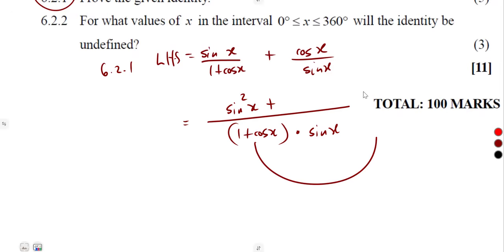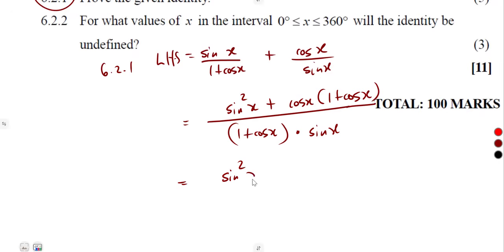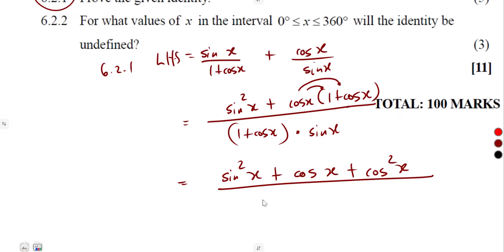these two will cancel. So you're going to multiply this by cos of x. So that's cos of x times 1 plus cos of x. So let us expand our brackets. Sine squared x plus cos x times 1, that's cos of x. Cos times cos, that is going to give us cos squared of x, everything over 1 plus cos of x times the sine of x.